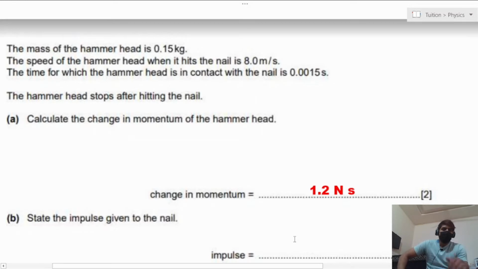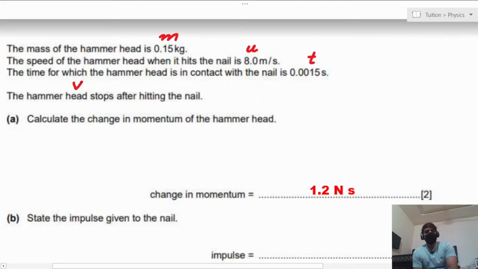The mass of the hammerhead is 0.15 kilograms. The speed of the hammerhead when it hits the nail is 8 meters per second, and time is also given. So let me just point out the data. This is the value of mass, this is the value of time, this is the value of initial speed. The hammerhead stops after hitting the nail. This is the final speed.